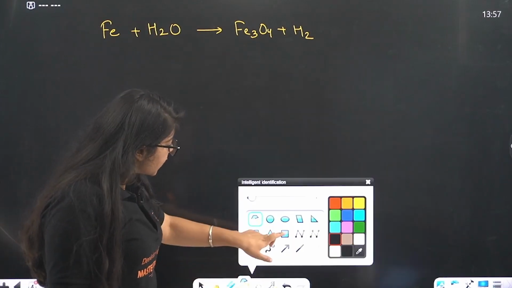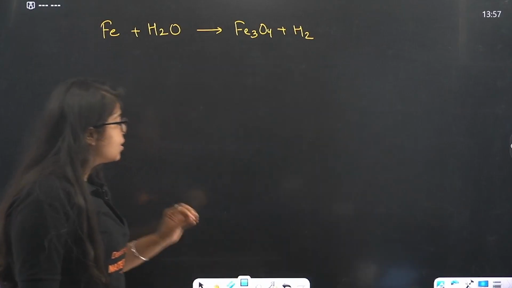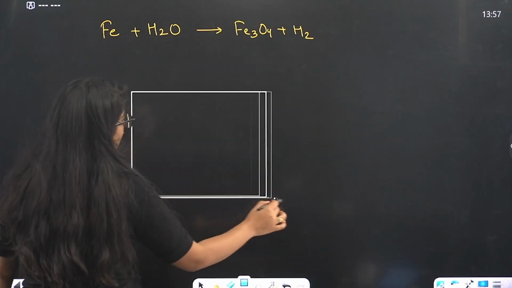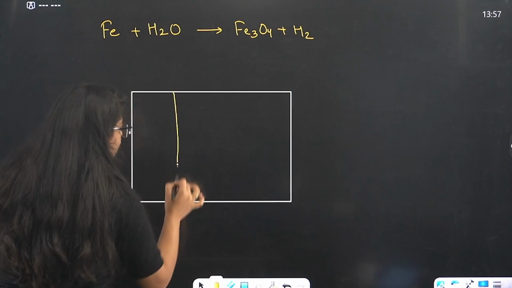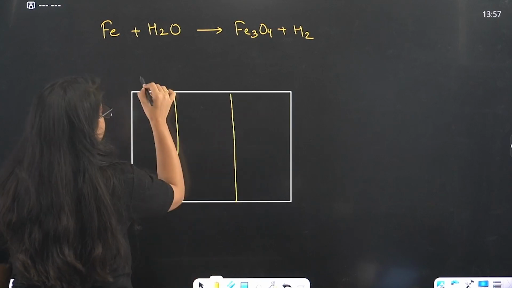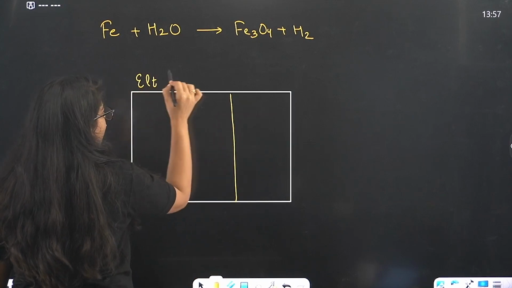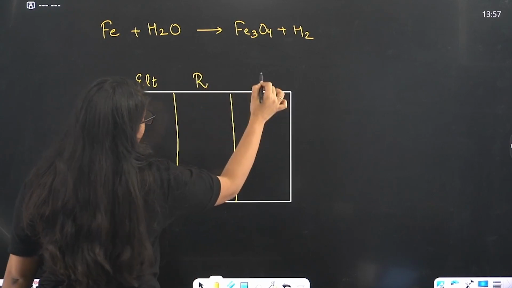So the first thing you have to do is make a small square, a small box, okay? And beta, divide it into 3 columns. What are the 3 columns? These are your elements, your reactants and your products.